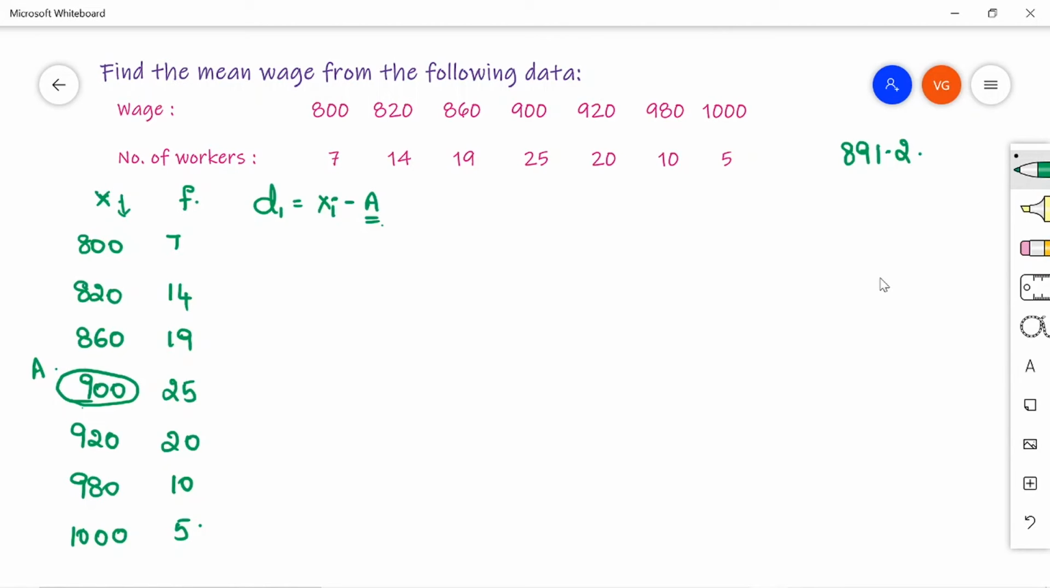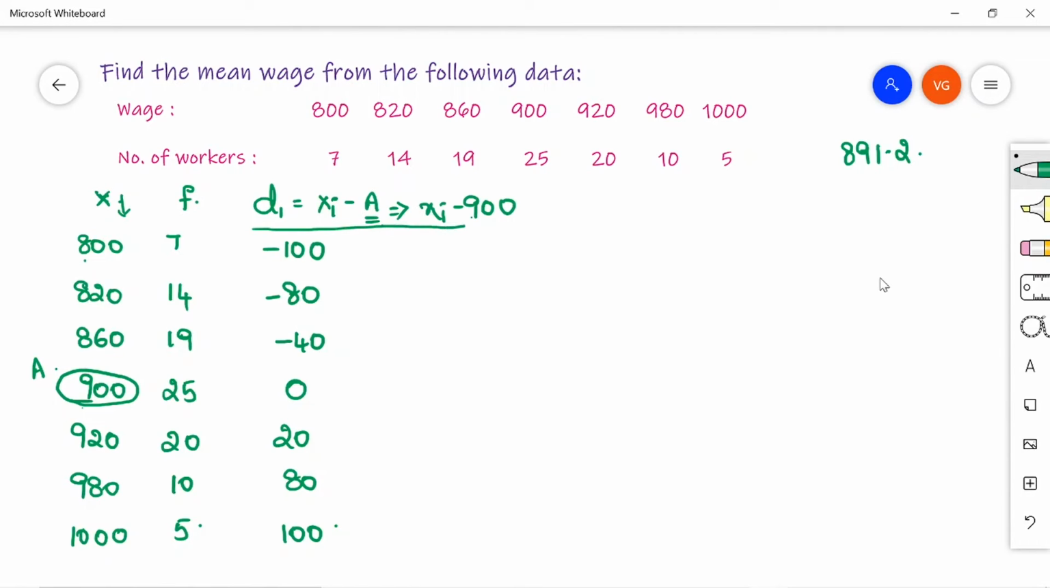So Xi minus A, that is nothing but Xi minus 900. So 800 minus 900, that is minus 100. 820 minus 900, so minus 80. 860 minus 900, so minus 40. 900 minus 900, 0. 920 minus 900, 20. 980 minus 900, 80. 1000 minus 900, right? This is 100, right? So with this, my third column is done.